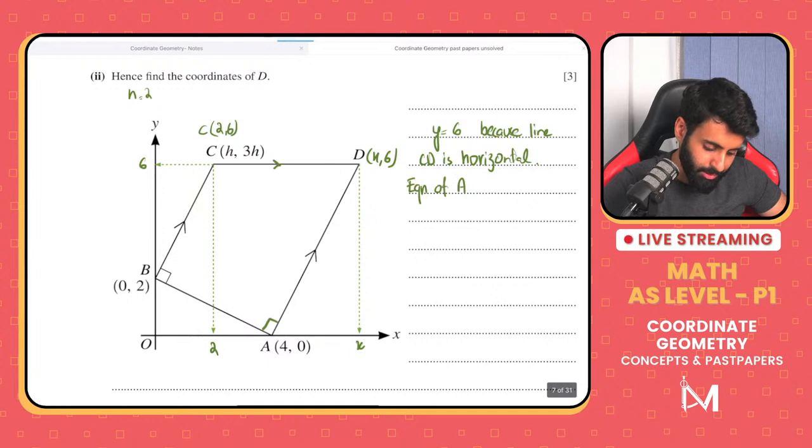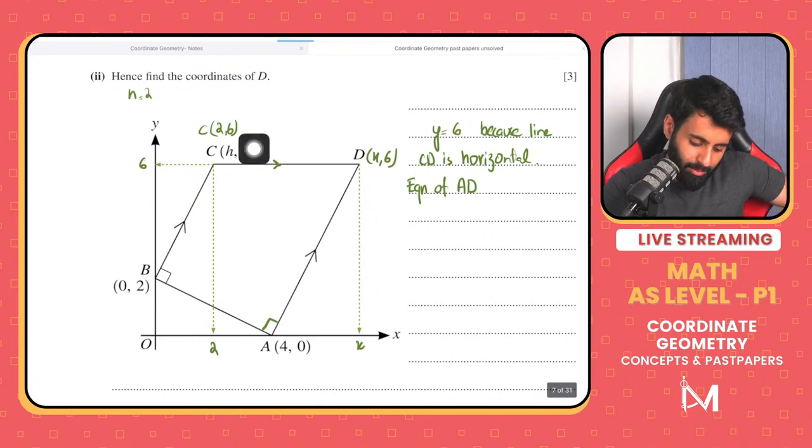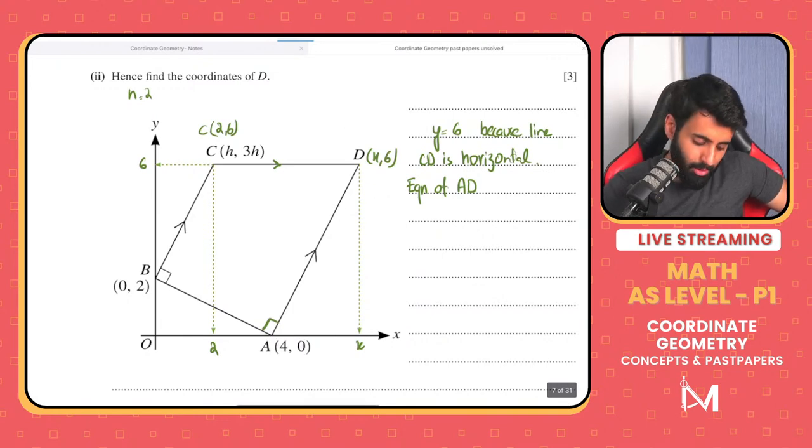And that's how you should always plan your answer. You should see what is the one thing that will solve your problem. In this case, what is the one thing that will help us find out the coordinates of D? And that is the equation of line AD, so that you instantly know what you have to do or where you should be focusing on.